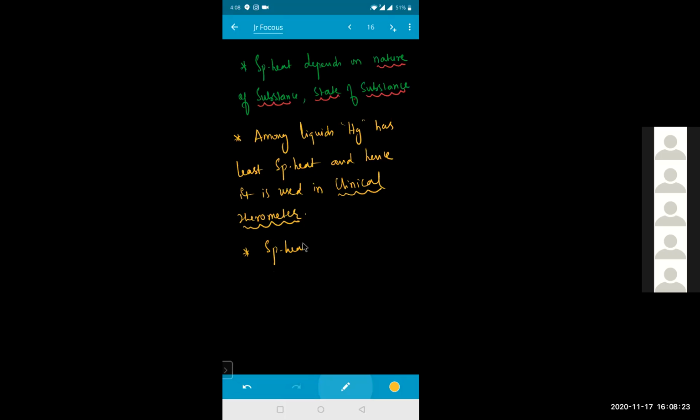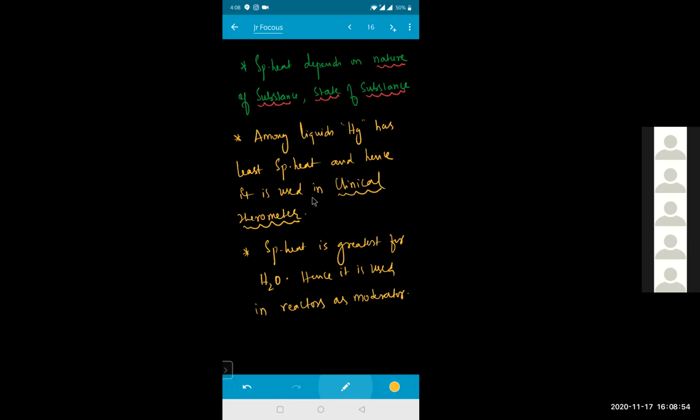Kiske liye zyada hai, koi bol sakta hai kya? Specific heat is greatest for water. Water ke liye specific heat is very, very more. So, hence, it is used in reactors as moderators. Nuclear physics mein aap log ne padha hoga. Water is known as the moderator there. Why? Because the specific heat is greatest for water.